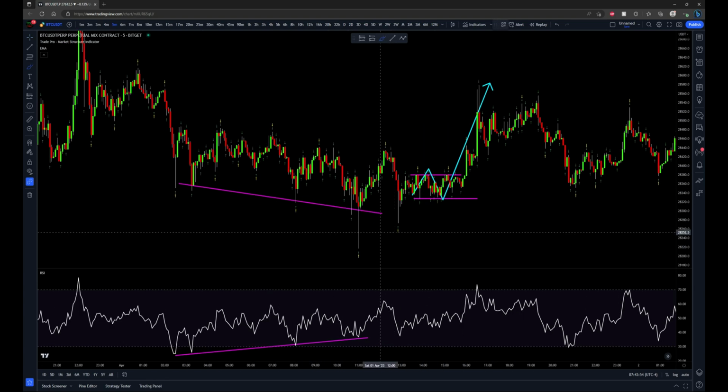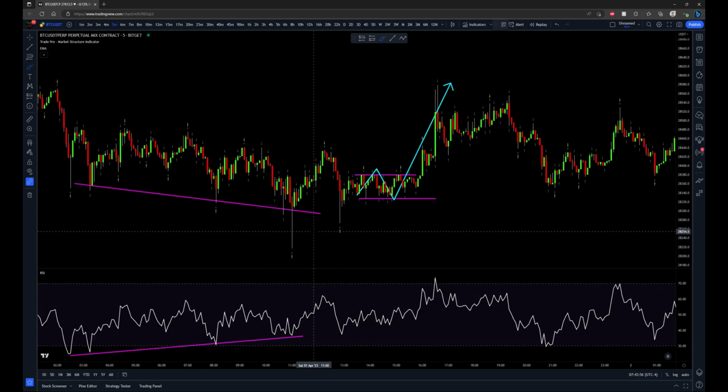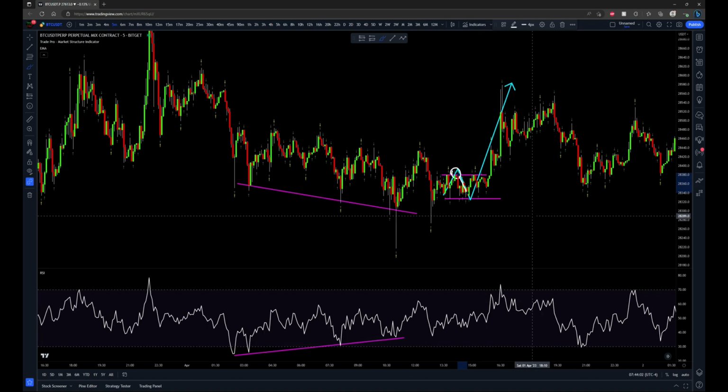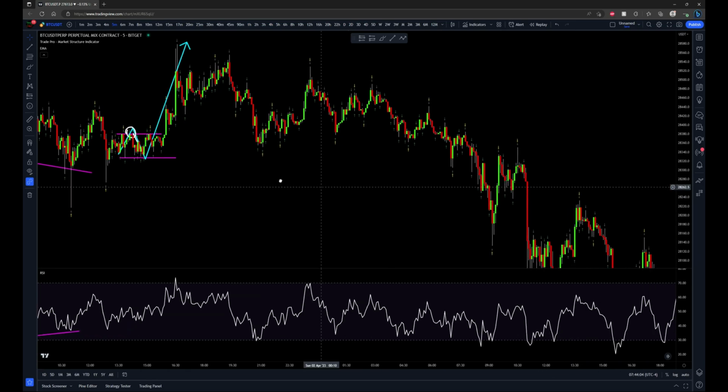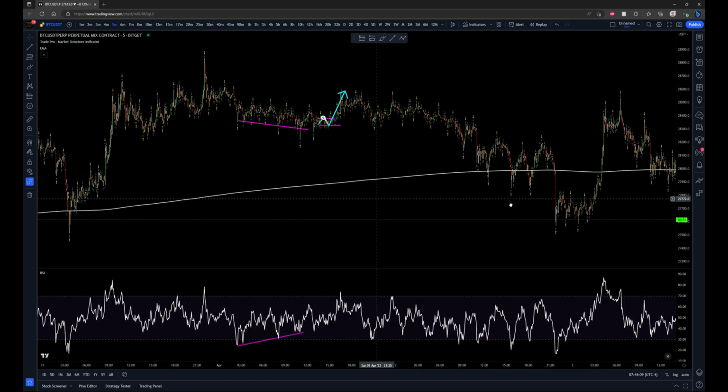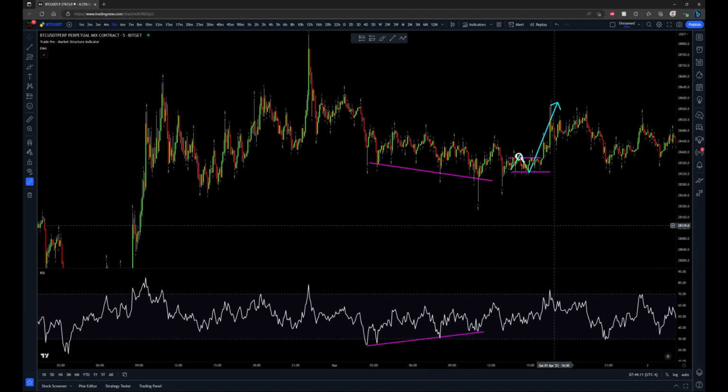Bullish, regular divergence here. We're waiting for a structure break. We get it right here. Pulls back right after that, and then follows through to the upside with a big move. I believe that is our last example. Yep. All right. So that is the strategy.